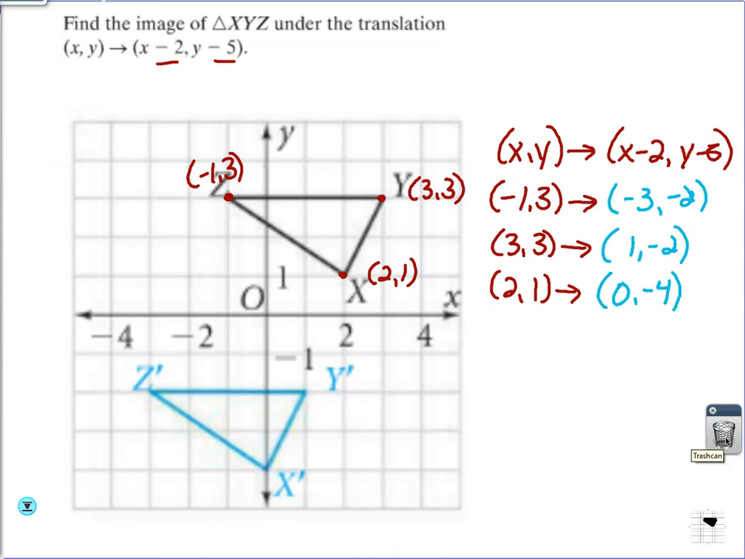Wow, in the same color, that's pretty good. So you've got 0, -4, which is here. It moved this point left 2, down 5. It moved this point left 2 and down 5 to -3, -2. And it moved this point left 2 and down 5 to 0, 1, -2. That makes sense.